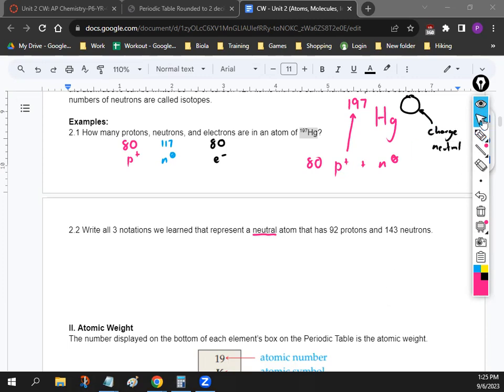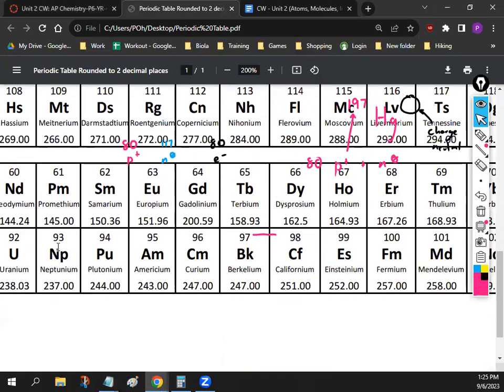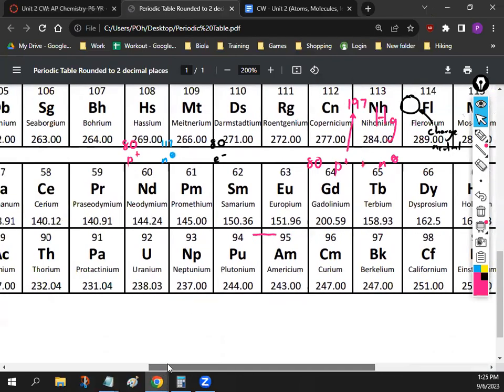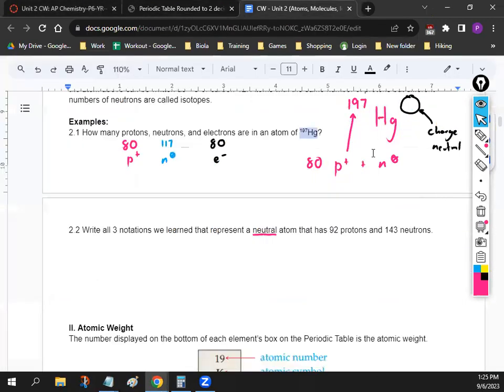So let's look for the atom that has 92 protons. So periodic table, we go down to the very bottom, and we got 92, which is uranium, okay? So uranium is going to be the one that has 92 protons. So we're going to write U.